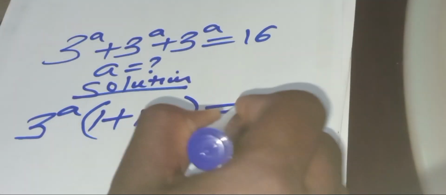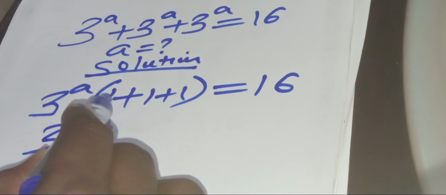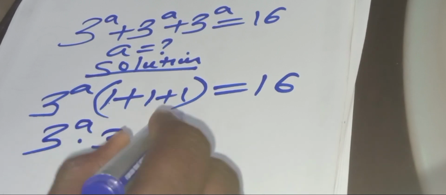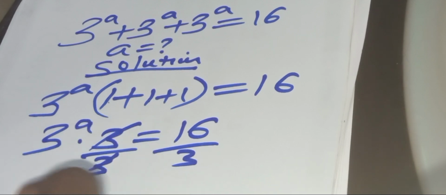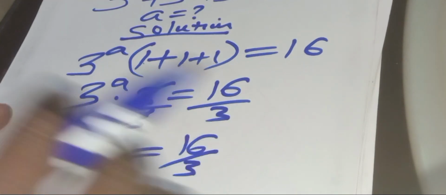you find that 3 to power a is common, so we factor out 3 to power a, so that we'll have 1 plus 1 plus 1, this is equal to 16. So we'll have 3 to power a multiplied by 1 plus 1 plus 1, this is 3, this is equal to 16. So divide both sides by 3, so that's 3 to power a, this is equal to 16 divided by 3.